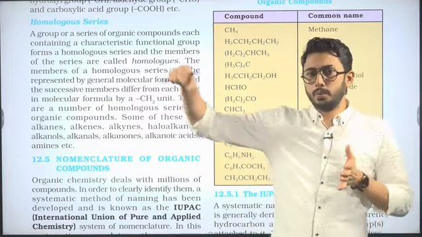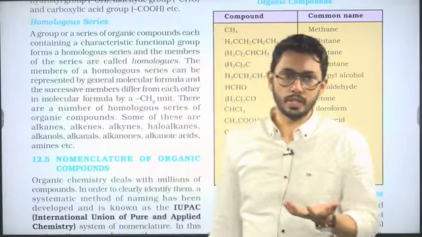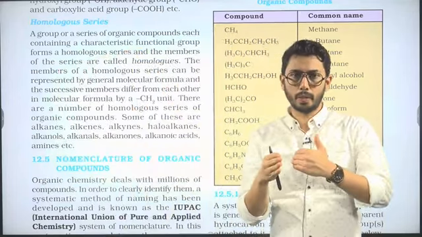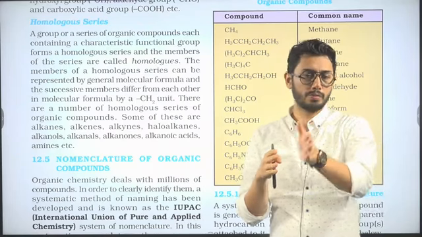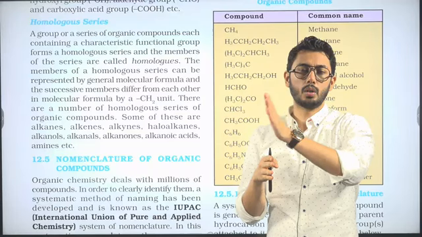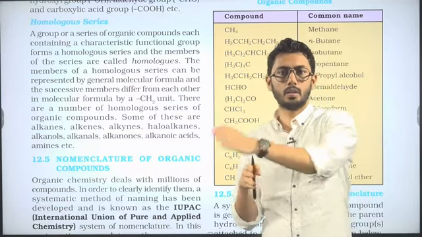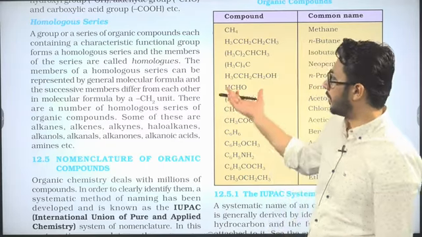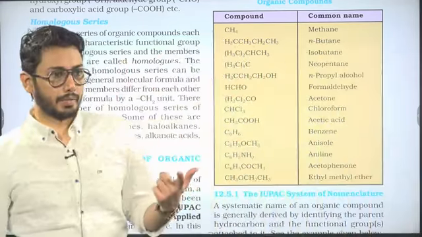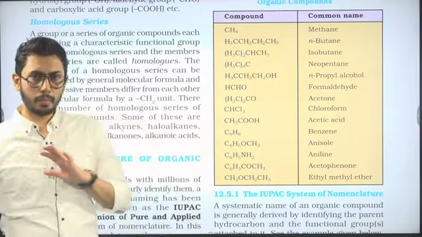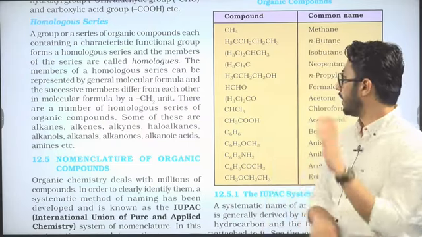This continuation of the series is termed as homologous series, and each member with respect to each other is a homolog. Like methane is a homolog of ethane, ethane is a homolog of propane, butane is a homolog of propane or pentane. So that is the meaning. Homologs show similar chemical behavior, but they differ in something.